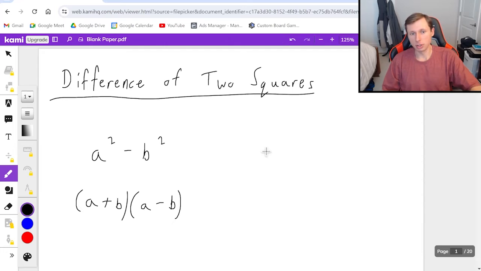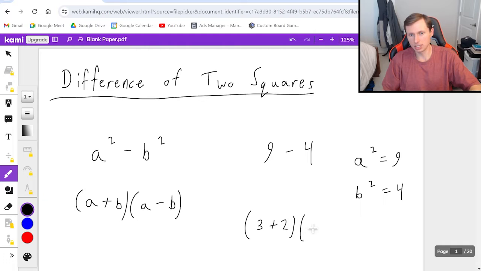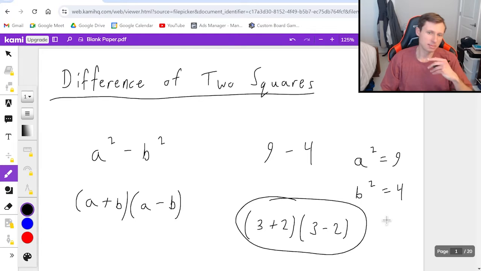So as a couple of quick examples, if I have 9 minus 4, what I'm saying is that a squared is 9 and b squared is 4, and you need to know the square roots of these numbers. For instance, the square root of 9 is 3, the square root of 4 is 2, and so that means when I factor it, it's going to be 3 plus 2 times 3 minus 2. And that's how it factors. By the way, the order doesn't matter. For instance, it could have been 3 minus 2 first and then 3 plus 2.